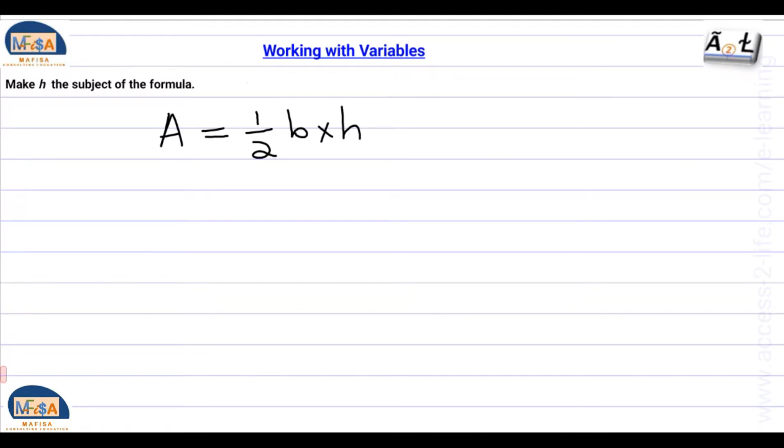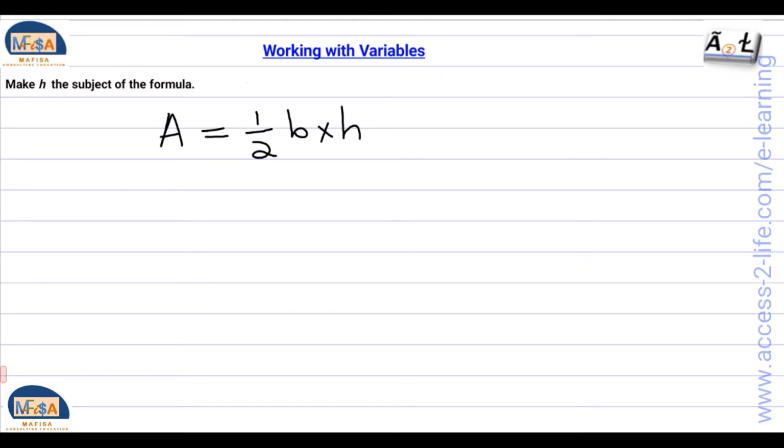A variable is basically a letter or a symbol that we use to represent a number that we did not know as yet, and we're trying to create a formula that we can use to work out what that number is. So in this case we are given the expression a is equal to 1 over 2 times b times h, and we're asked to make h the subject of the formula.